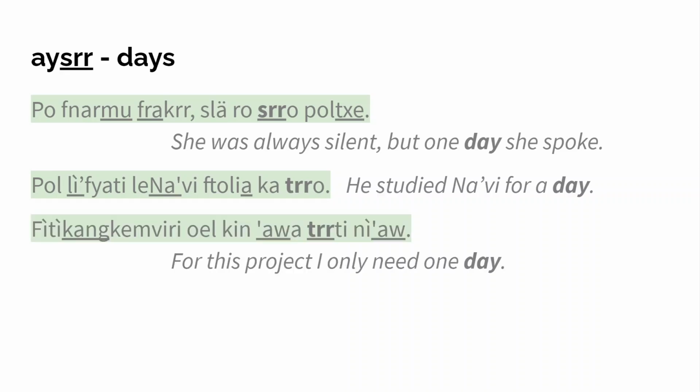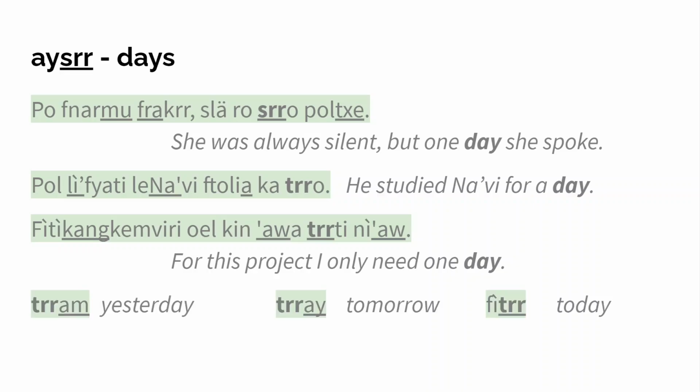Fete kankem viri welkin awa trti ne au. For this project, I only need 1 day. So here we literally mean 1 day as opposed to 2 days or 3 days. So because of that, we just use awa tr, 1 day here. Again, we also have tram, yesterday, trai, tomorrow, and fetr, today.